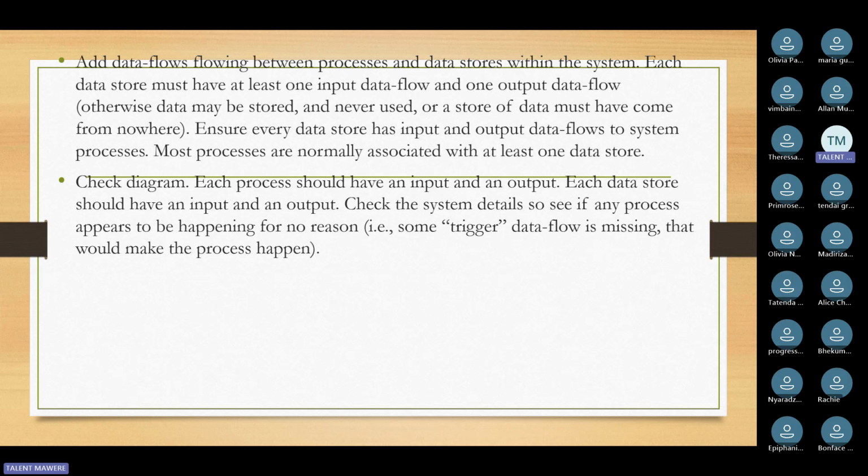You need to add the data flows flowing between these processes and data stores. Each data store must have at least one input data flow and one output data flow. So every time you identify a data store where data is being stored, obviously information is being moved into the data store. And at the same time, information is going to be moved from that particular data store to the process.